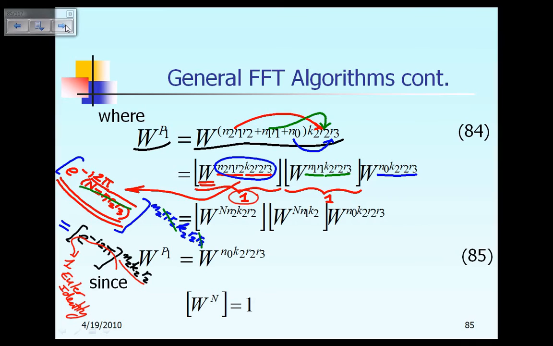And using the same proof, we can say that the second square bracket that you see in here is also equal to 1. And therefore, the computation of W raised to the power P1 is simply equal to, as indicated in equation 85. All you have left on the right hand side is just W raised to that power, which comes from here. Okay? So, to make a conclusion, W raised to the power P1 can be simplified to something like indicated in equation 85.